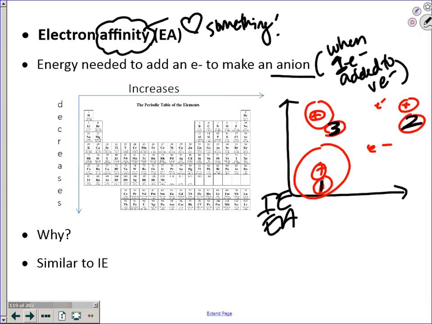Something else to think about, though, since I've drawn it this way, I wanted you to see the factors at play here. What factors at play across this period? What's the difference here? You remember the 2 factors we just wrote down for warm-up. Which one has a higher ZEF? Number 2. Good. The ZEF increases this way, so it's got a stronger nucleus because it has more protons. Why is there a difference between 3 and 1?